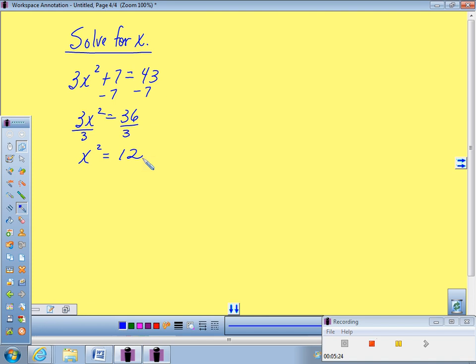You hopefully will remember that if I want to get rid of x squared, yes, I use our friends, the square roots. The square root of x squared will give me x. You now have to break down the square root of 12, which is 4 times 3, so you get 2 times the square root of 3. Now, here's the wrinkle. You also get something else.